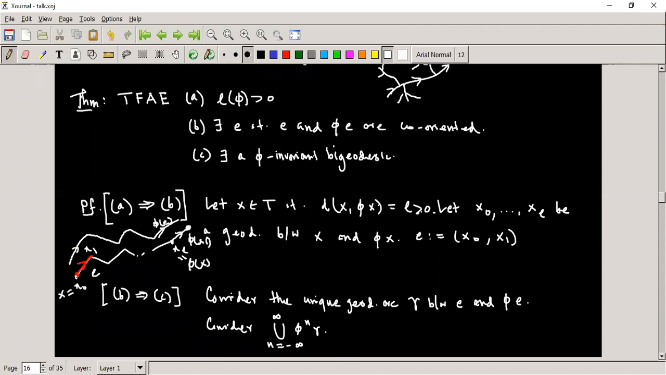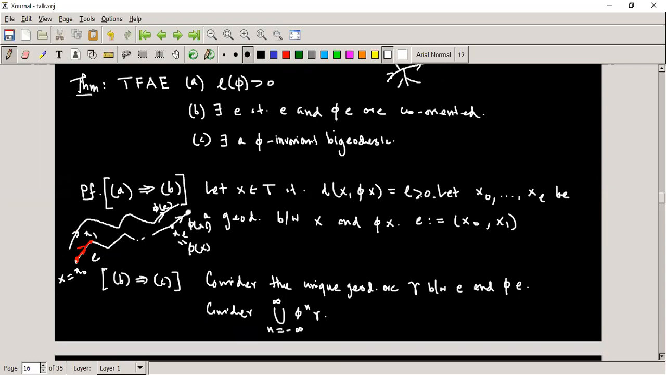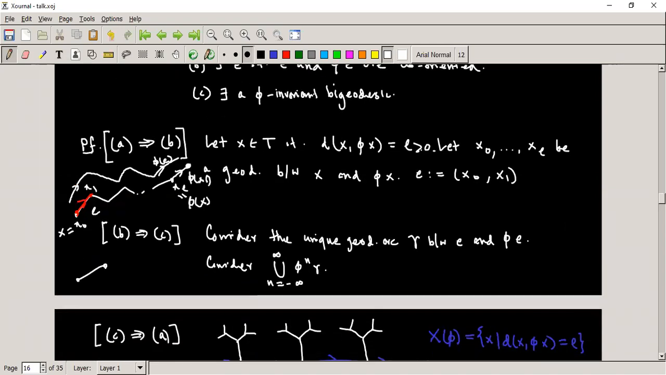B implies C. Suppose e and phi e are co-oriented for some edge e, then I'm claiming that there exists a phi invariant bigeodesic. Why is this true? Because, well, you can draw a picture and easily convince yourself that if you have an edge e and you apply phi, you get the edge phi e, and in the unique geodesic joining them, e and phi e point in the same direction. Then you simply look at the translates of e under phi: e, phi e, phi squared e, phi cubed e, and so on and so forth. And that gives you parts of a geodesic.